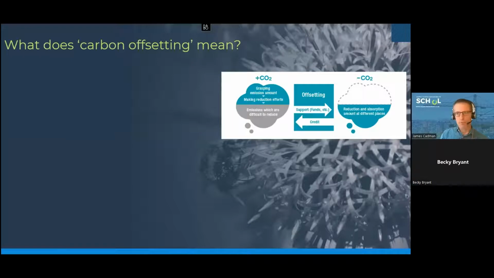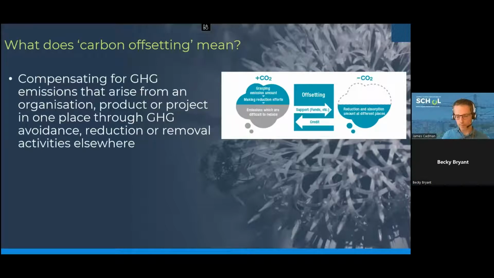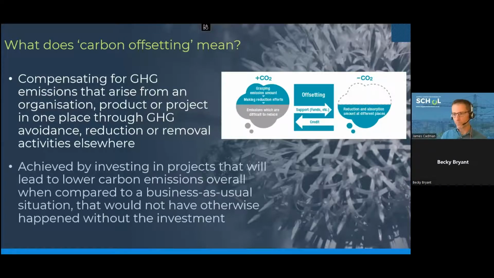So, some principles. What does offsetting mean? I'm sure many of you get the concept of this, but just in case, it's compensating for greenhouse gas emissions that arise from an organization or a product or a project in one place that are balanced off, that are compensated by removing greenhouse gas emissions elsewhere. And that could be through a different combination of projects and initiatives that actually remove that carbon or balance that carbon off. There's different ways of looking at it. So essentially the process is you invest cash into projects that will lead to lower carbon emissions when compared to a business as usual situation that would otherwise not have happened naturally.